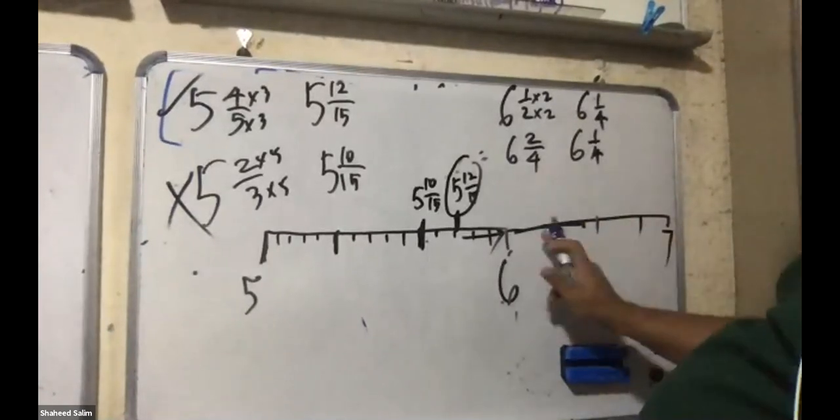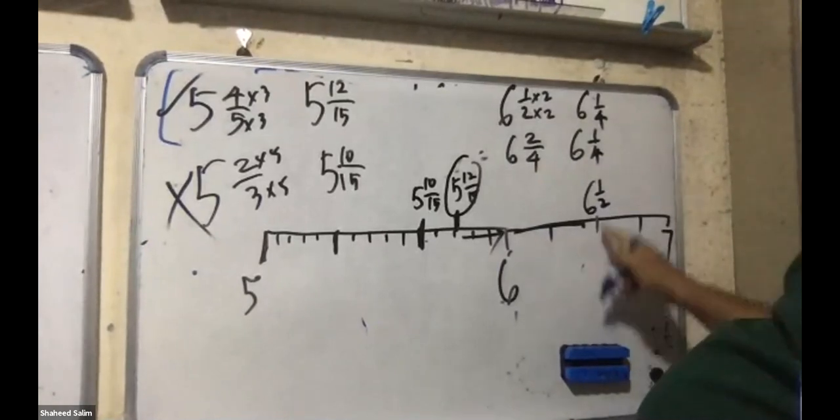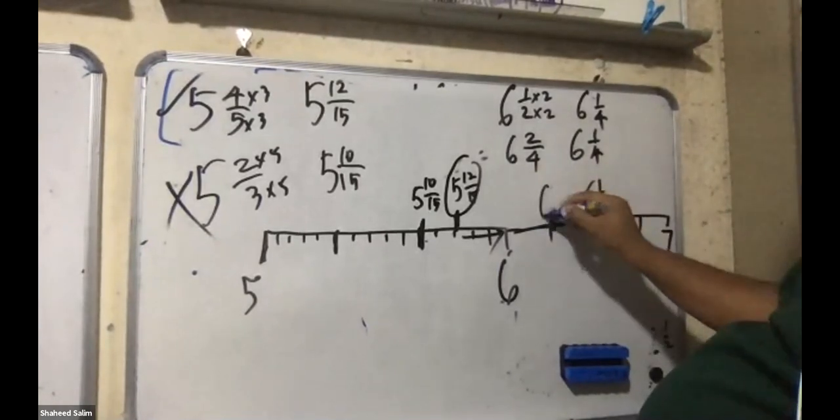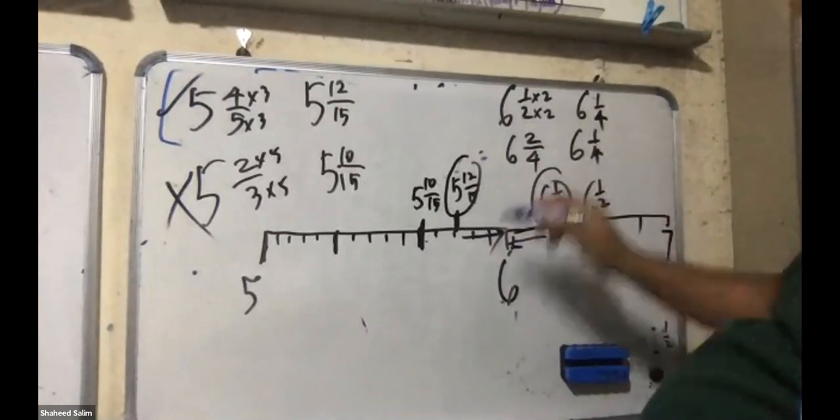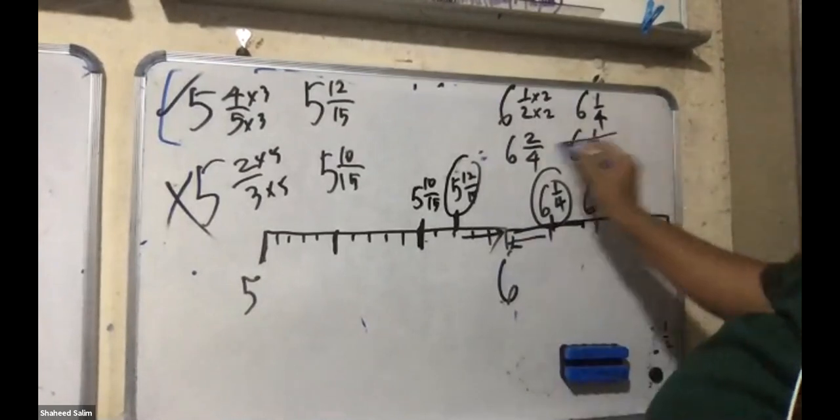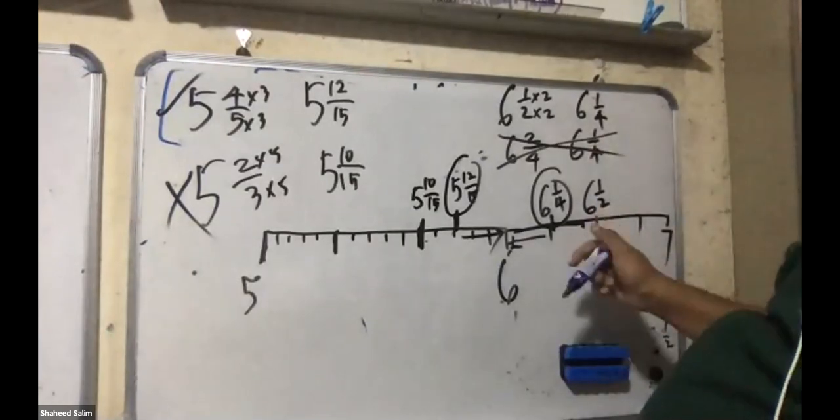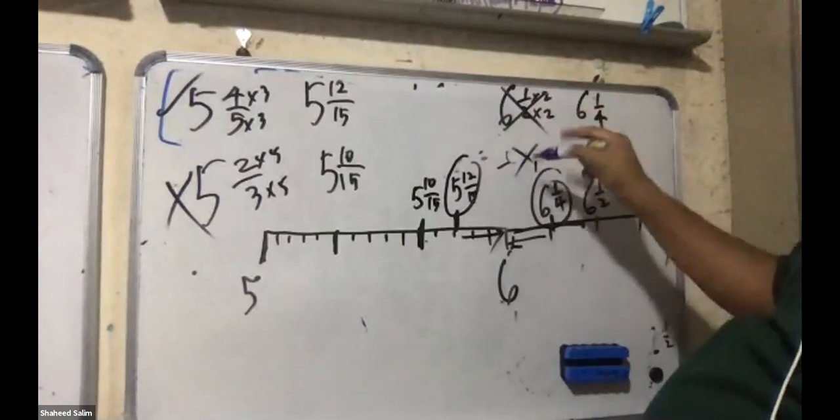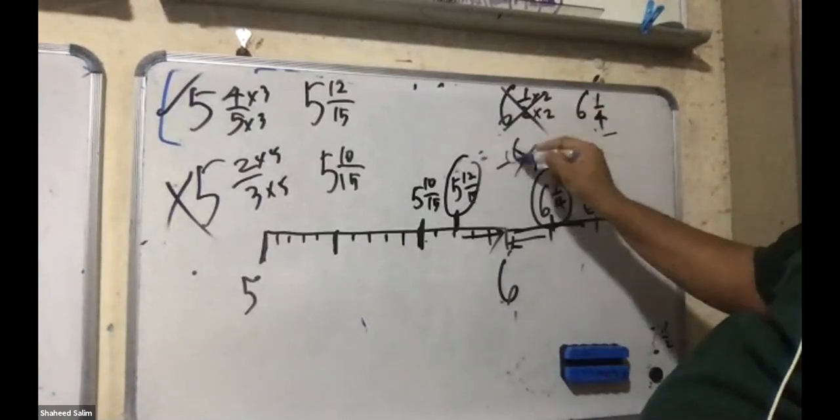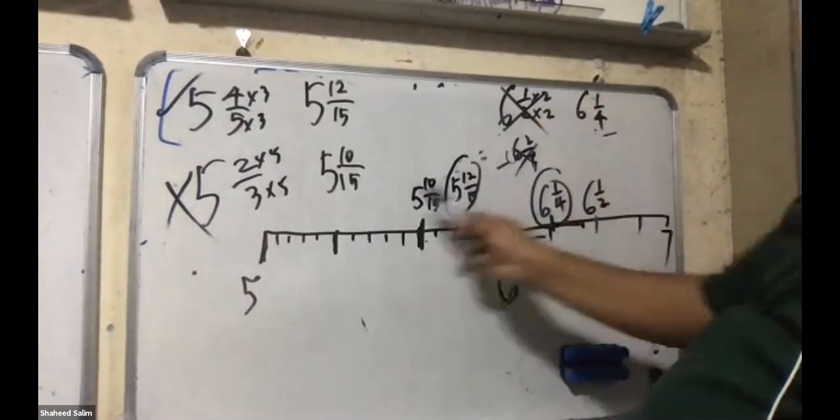6 2/4 is here. This one is 6.5, 6 2/4. This one, 6 1/4, is here. So which one is nearer to 6? Of course, 6 1/4 is nearer. So this one, 6 2/4, is out. 6.5 becomes 6 2/4, right? This is out. So now we need to find out whether 6 1/4 or 5 4/5.